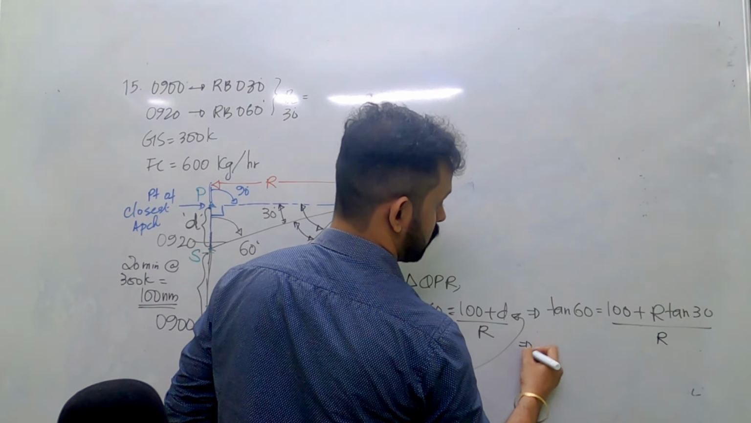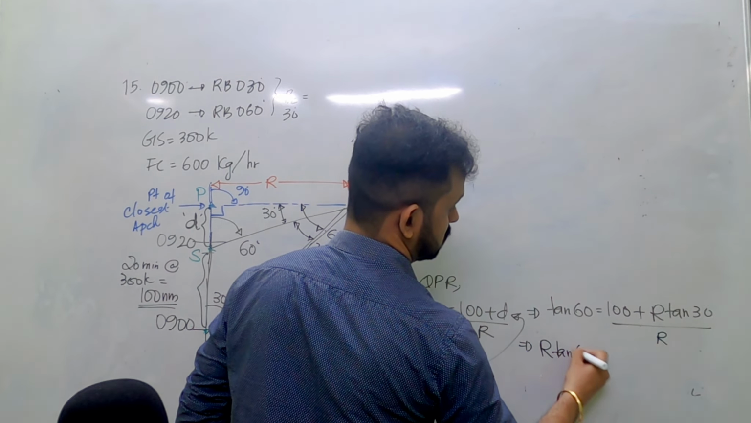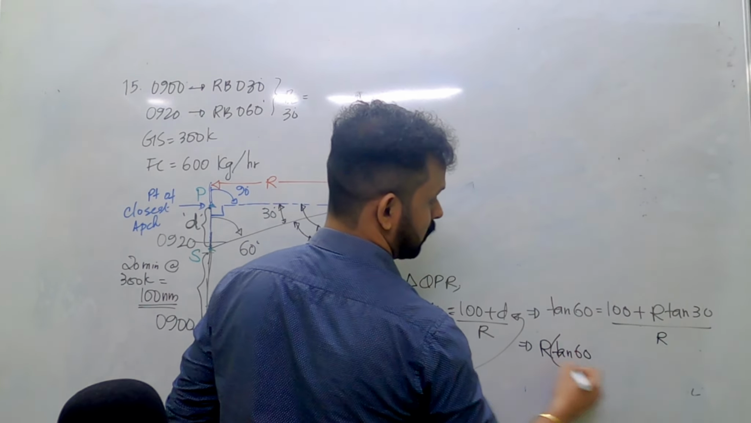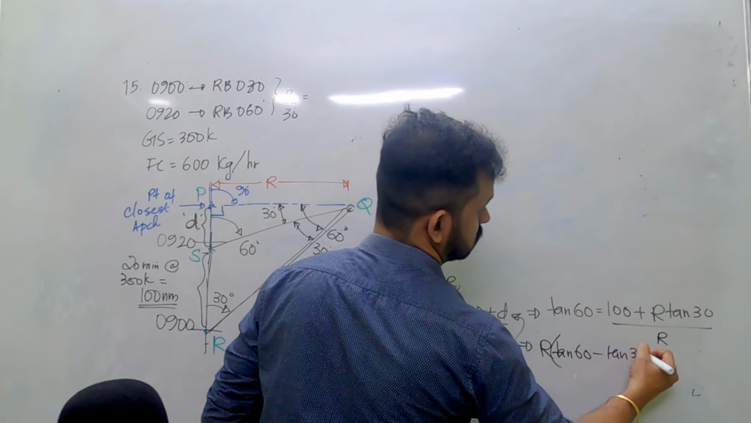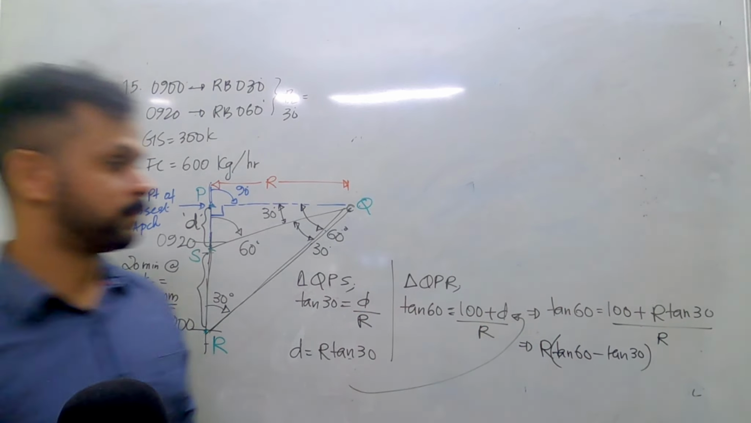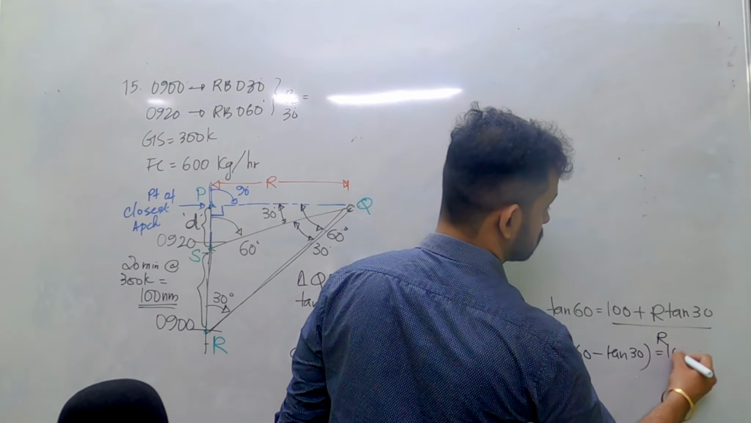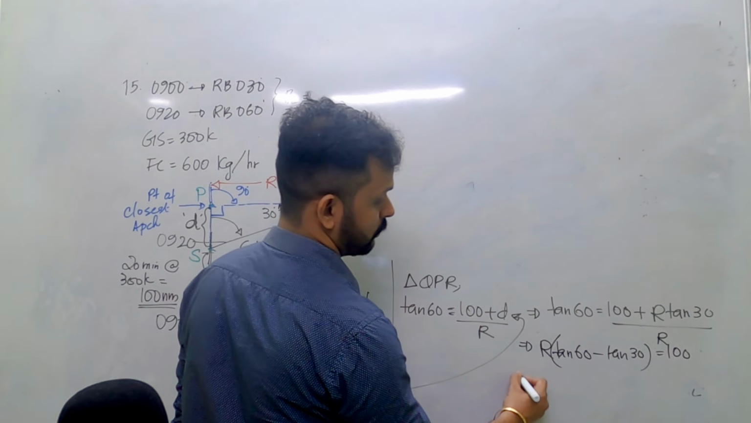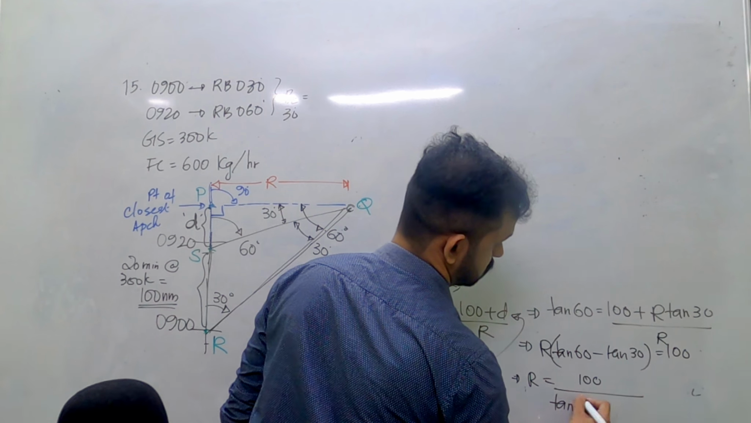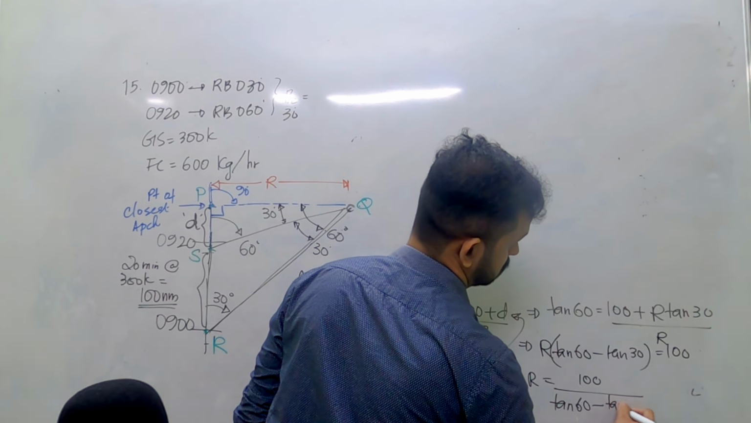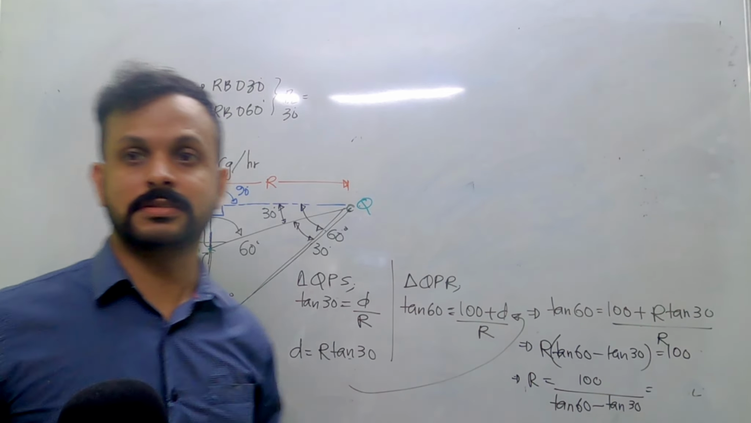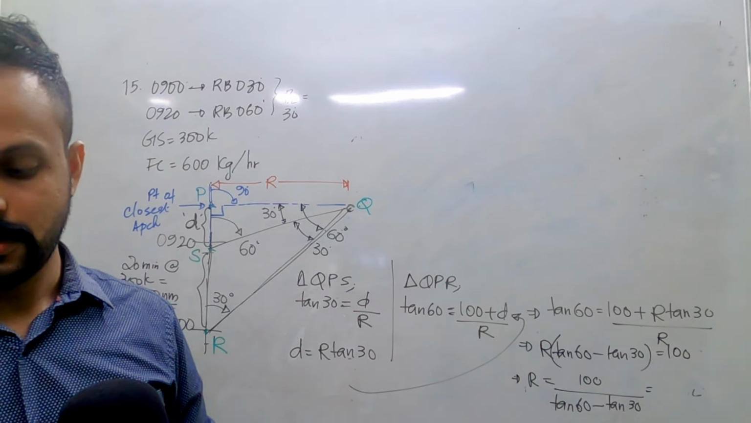Cross multiplying, you will get R tan 60, and then bring this R tan 30 here. Taking R outside, it becomes R times tan 60 minus tan 30, that's equal to 100. Therefore R is equal to 100 divided by tan 60 minus tan 30. The answer is just a matter of finding tan 60 minus tan 30 and dividing 100 by it.